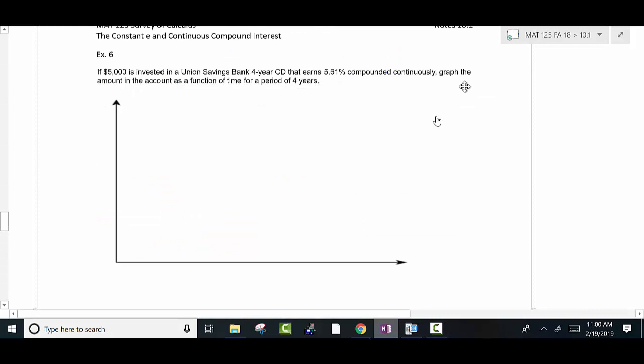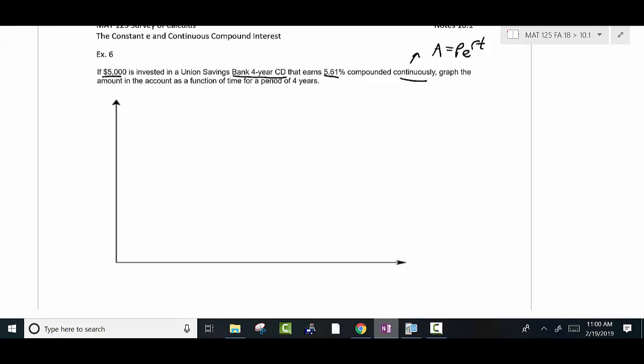This one, we're going to kind of look at some of this stuff graphically. So this example 6, it says that you have $5,000 invested in a savings 4-year CD. It earns 5.61% continuously. So when it says continuously, you immediately will want to know that this problem has something to do with that formula. And then we're going to graph the amount as a function for a period of 4 years. We're going to look at this graphically because that's a really helpful thing to look at in a problem like this.